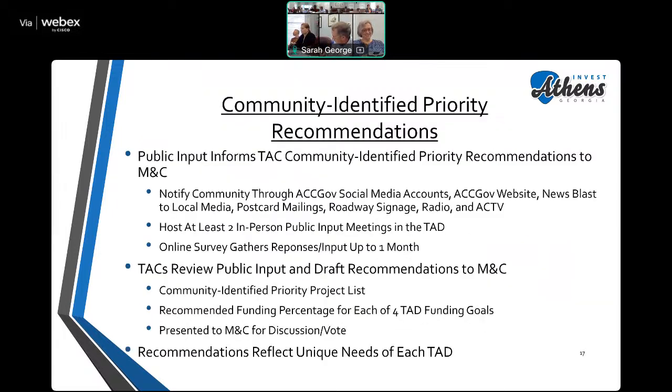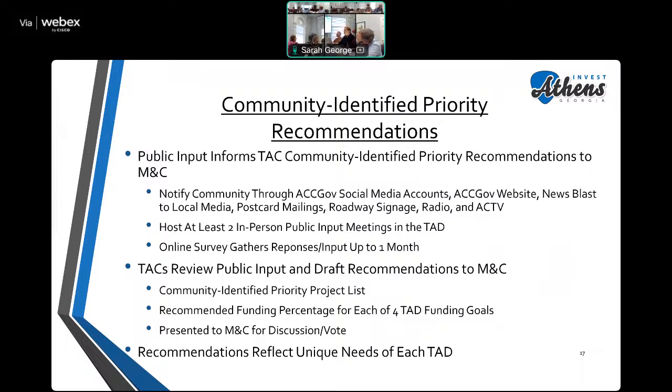Okay. So here's the process: public input informs the community-identified priority recommendations that y'all receive, both the lists and the percentage of funding that is recommended. This goes through how we're notifying the community when we're having public input meetings or surveys related to the TADs. Then the TACs, those committees, take all the findings from the online surveys and the in-person meetings. A lot of times members of the advisory committee attend the public meetings, hosting their neighbors and hearing the input firsthand as well.